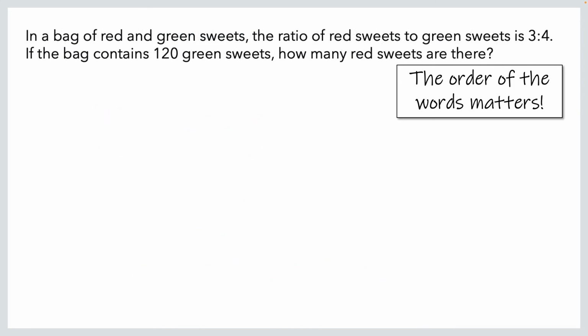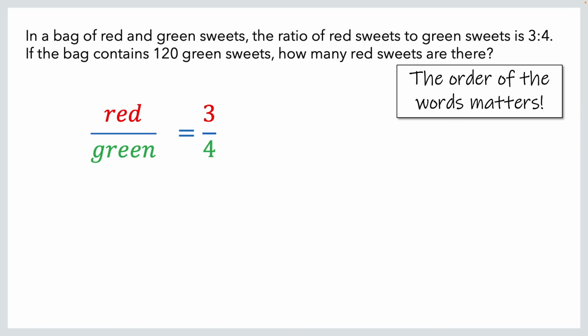Okay, speaking of sugar, in a bag of red and green sweets, the ratio of red sweets to green sweets is 3 to 4. So let's just stop there and put our ratio together. So we've got red to green, and we know the ratio that they told us is 3 to 4. So we'll have red on top, green on bottom, 3 on top, 4 on bottom. If the bag contains 120 green sweets, how many red sweets are there?